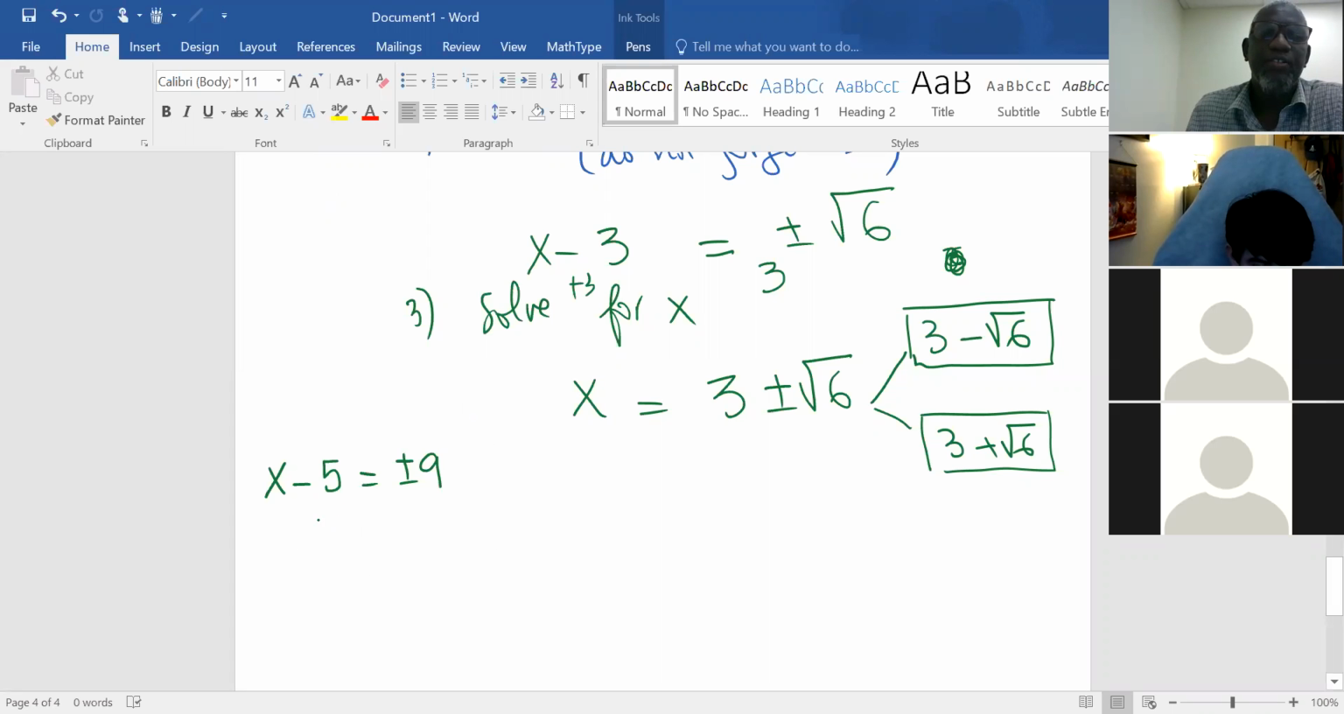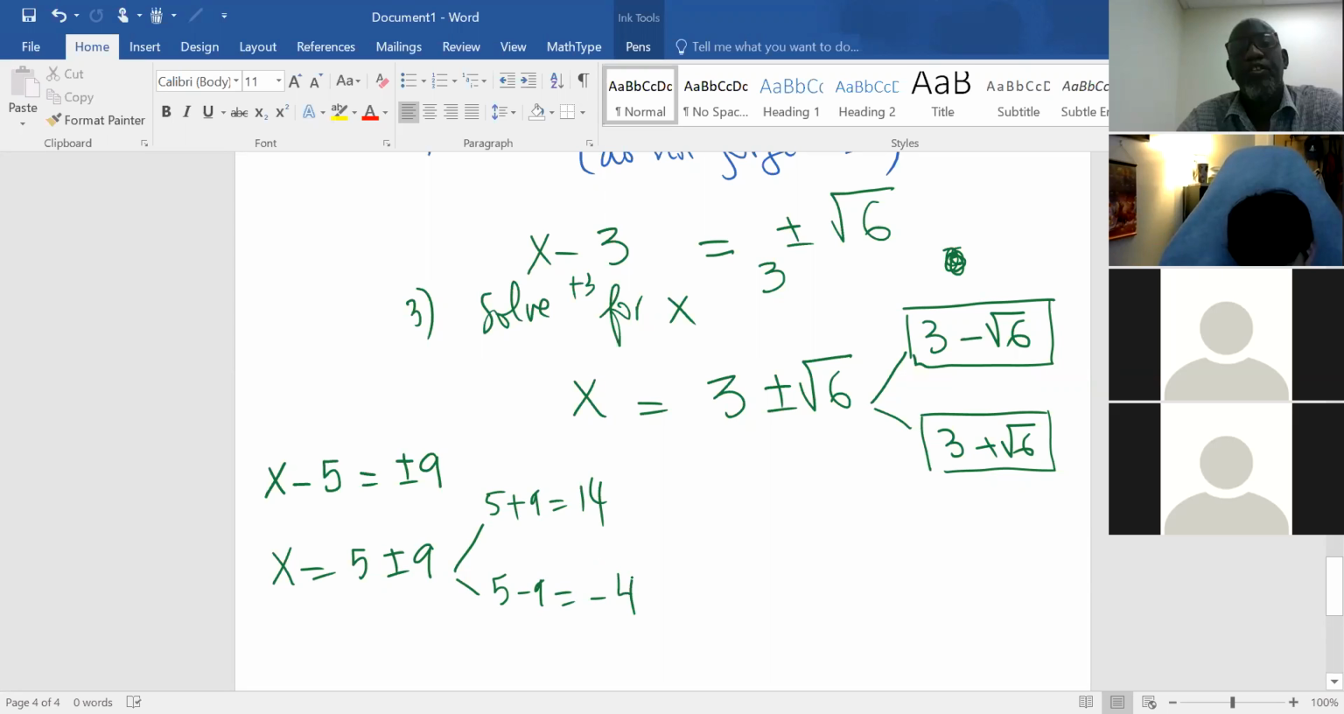Positive. So what do you do to get x by itself anyway? Add 5 to both sides. We get x equal to 5 plus or minus 9, right? The plus gives you 5 plus 9, which is 14. And the minus gives you 5 minus 9, which is negative 4, right? Okay. In case you have something like that.